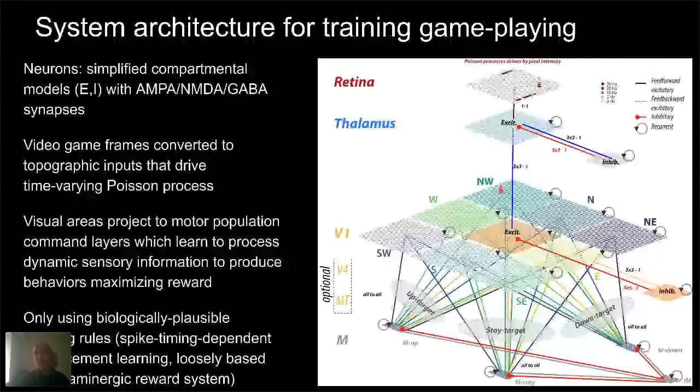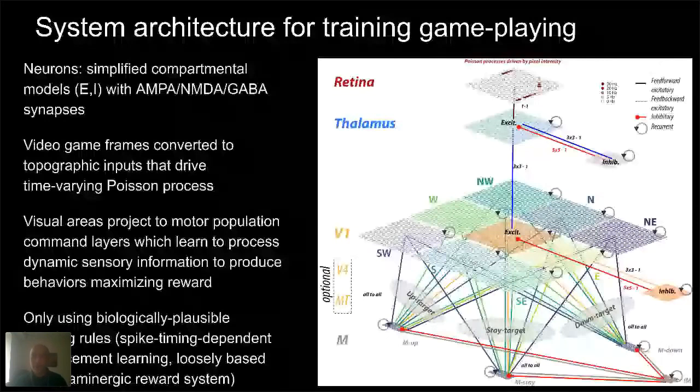Each of these patches processes input when there's movement in a specific direction. So by using the topographic arrangement, we can detect movement directions at any pixel location, basically. And then all this visual information is projected to the motor area, which has specific motor populations which produce movements in specific directions. So the paddle is going to go either up, down, or stationary.